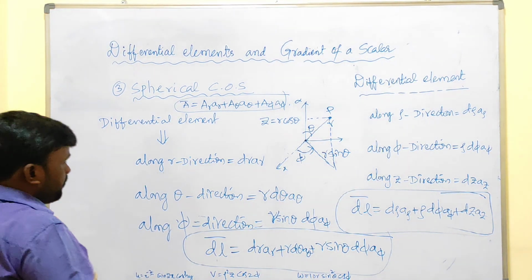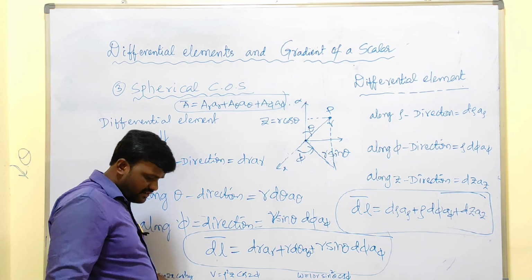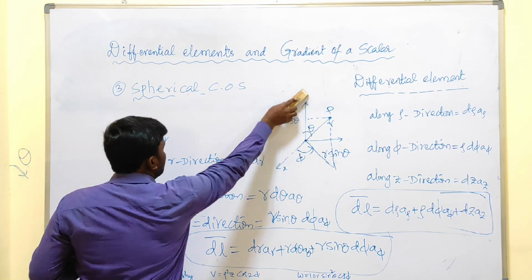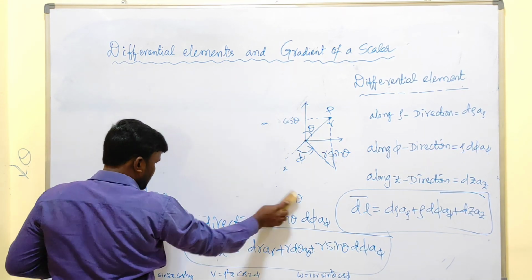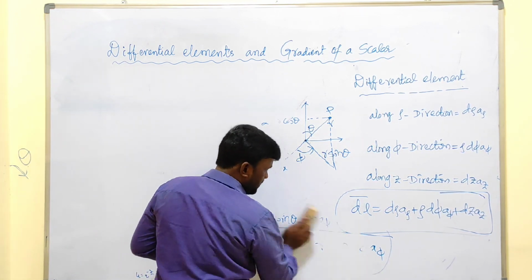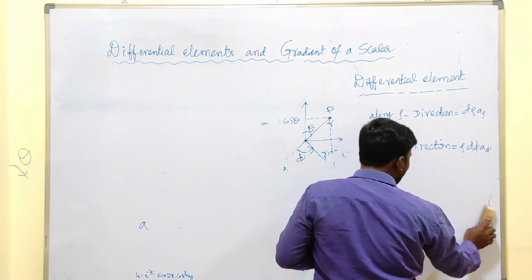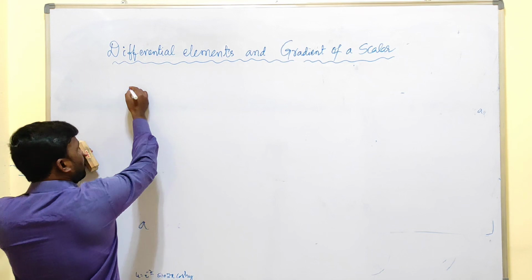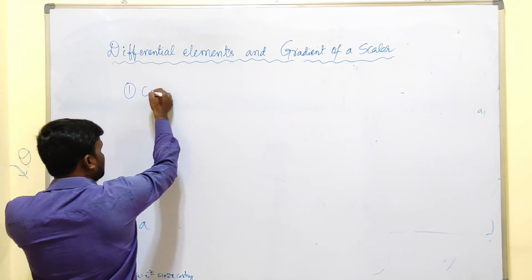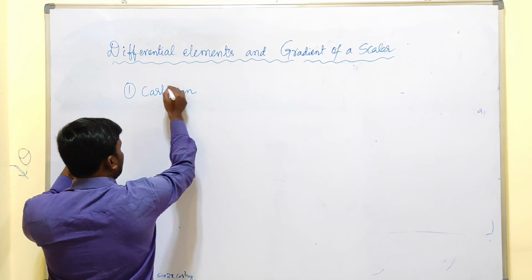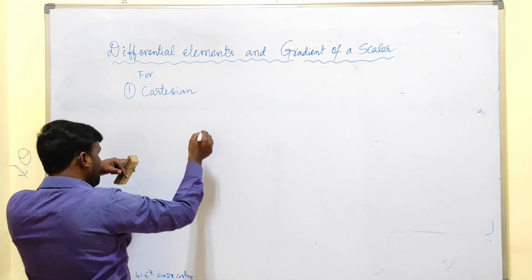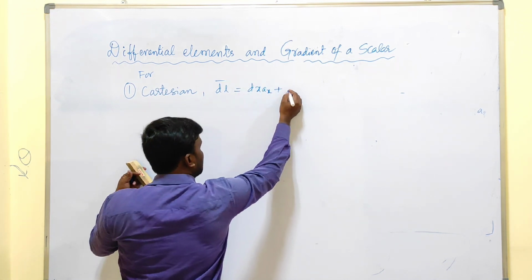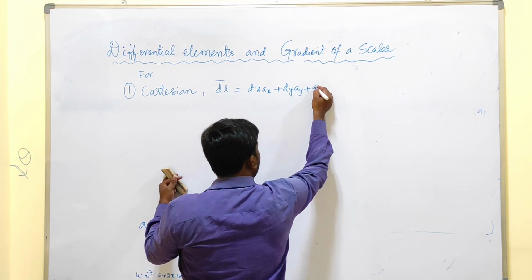By summarizing all these, we can write differential displacement in spherical, cylindrical and Cartesian. dl bar is equal to what? Let us say, for the Cartesian coordinate system, dl bar is equal to dx ax plus dy ay plus dz az.